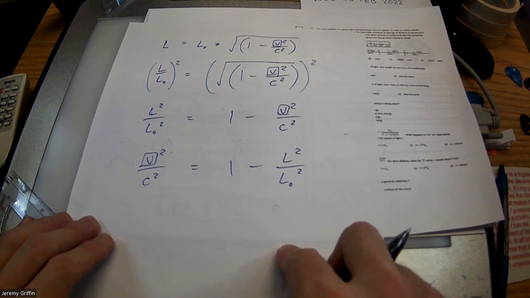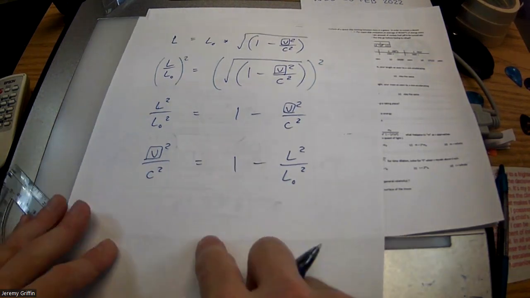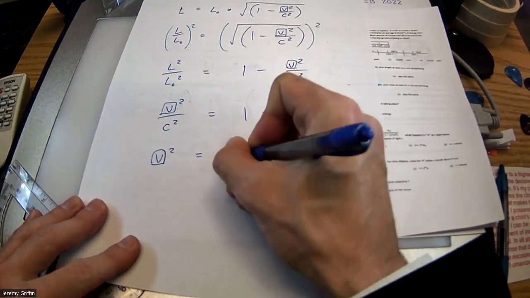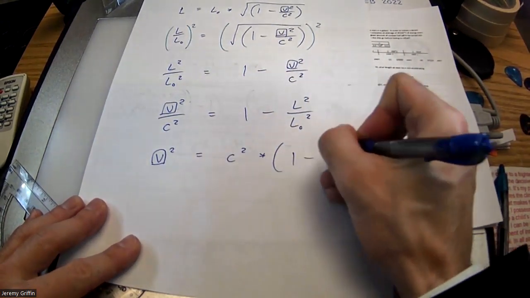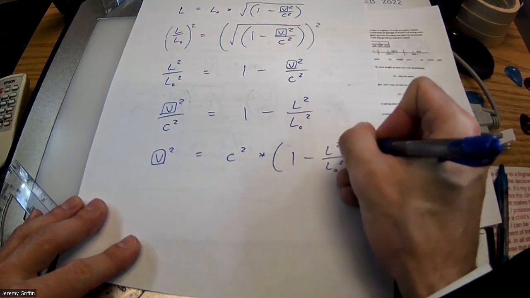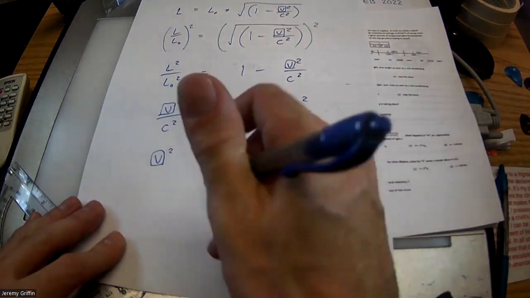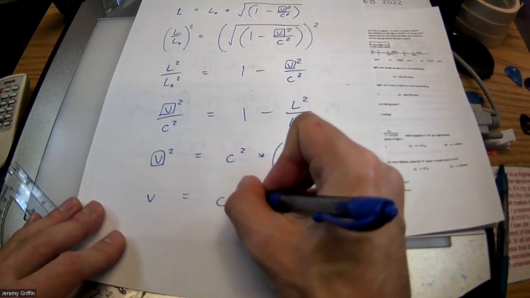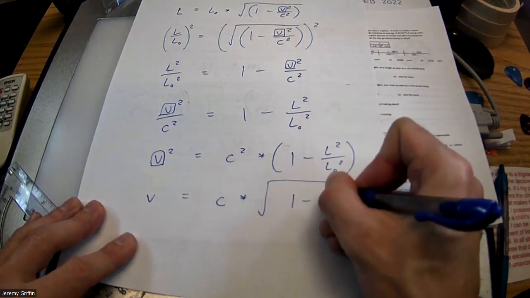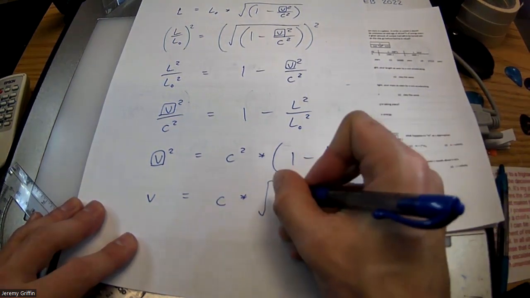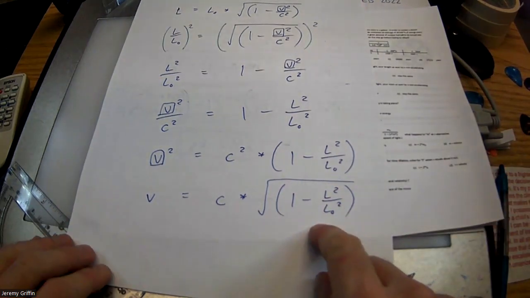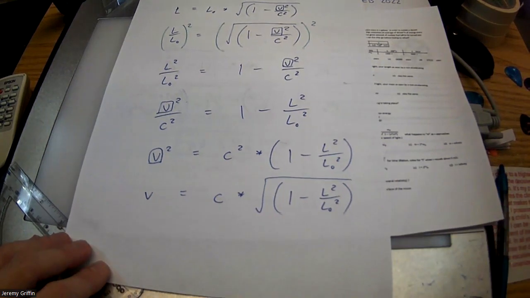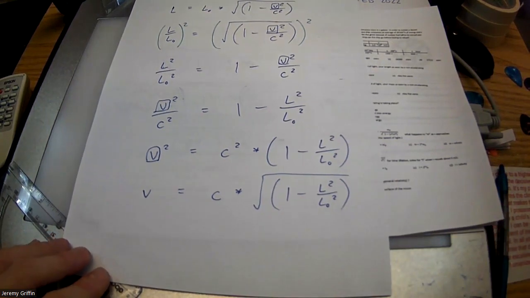2 steps away, I'm going to cross multiply with the c squared. So v squared is equal to c squared multiplied by 1 minus L squared on L naught squared. And finally, take the square root of both sides. Now I got v equals something. Square root of c squared is just c, multiplied by the square root of 1 minus L squared on L naught squared. Interesting, that kind of looks like a sort of Lorentz factor itself, doesn't it? Definitely looks relativistic.